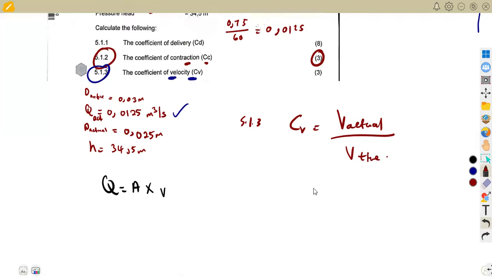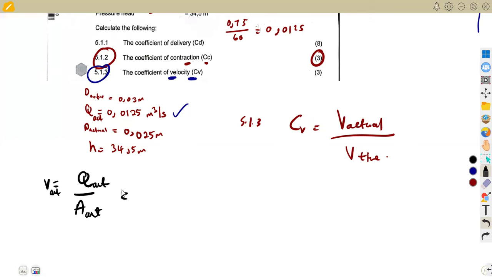So the question is, are we having these velocities? No, but we can find them, because once we have the discharge or the delivery, we can calculate the velocity. If we divide by area, velocity is going to be the discharge over the area. So with this formula, we can calculate anything that we need. If I need the actual velocity, I'm going to use the actual discharge and the actual area.